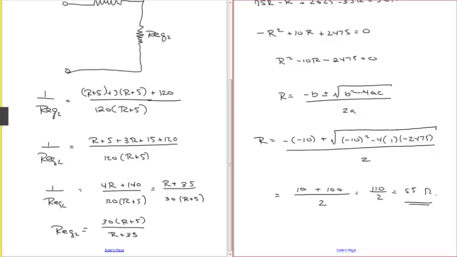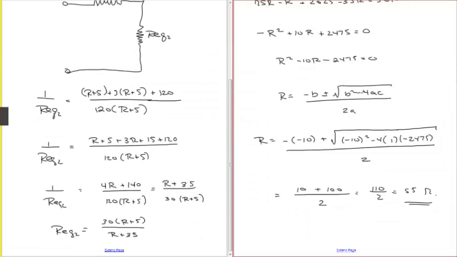Okay, so let me just pause for a second and check the answer. Okay, so I've looked at the answer, and that is correct. And you can see if we had a negative square root, that would have been negative 100, and it would have been a negative resistance, which is physically impossible.